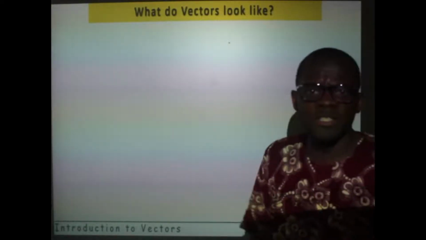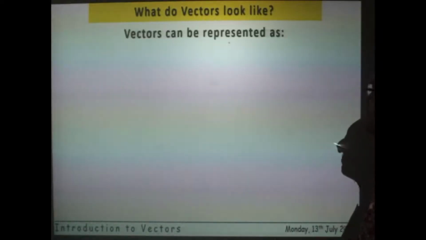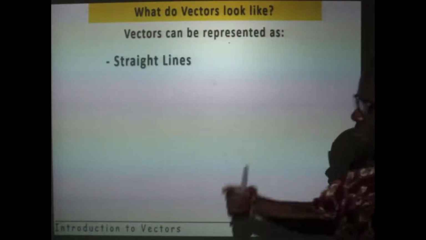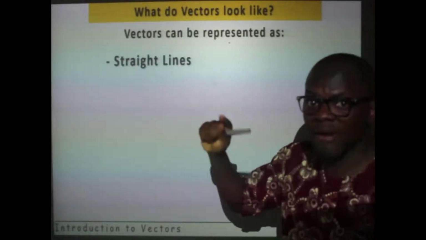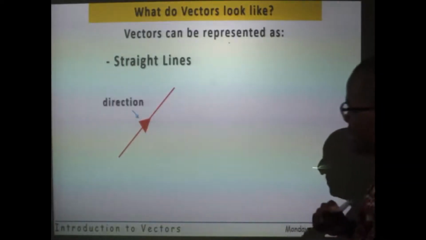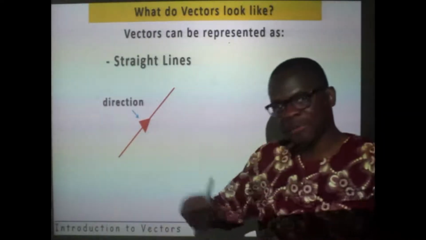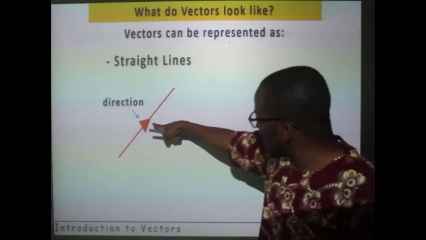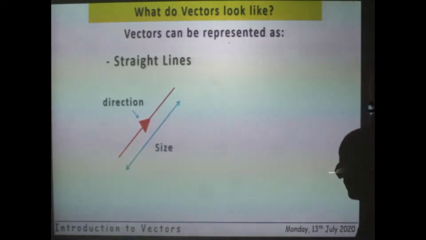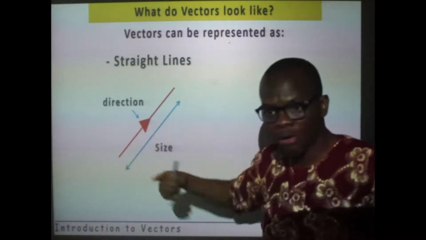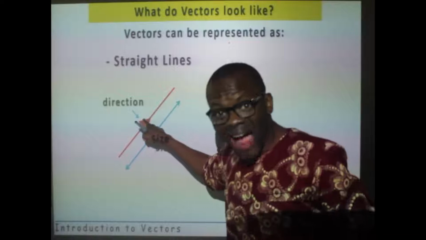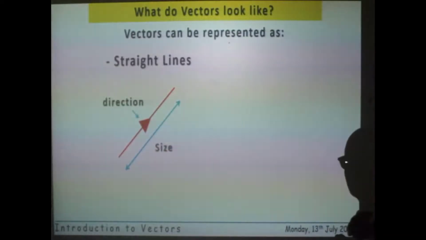Okay, so what do vectors look like? Now, vectors can be represented as follows. You can use straight lines for the size and for the direction you need. Can anyone guess? Arrows, exactly. So you have a straight line to represent the size of the vector and the arrowhead for the direction. It's very important. Okay, so you have the size of the arrow using the length of the arrow, and then the arrowhead for the direction in which it is pointing.